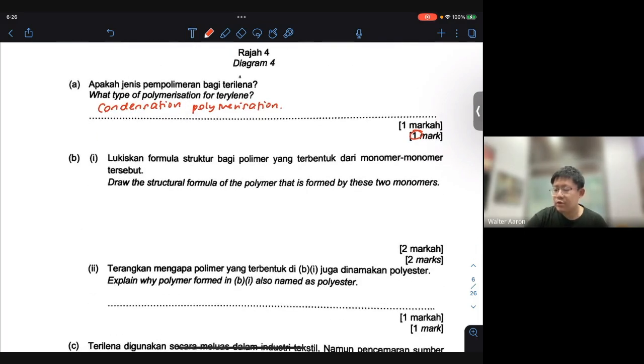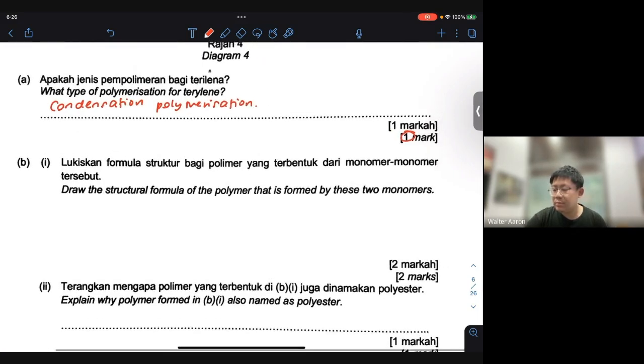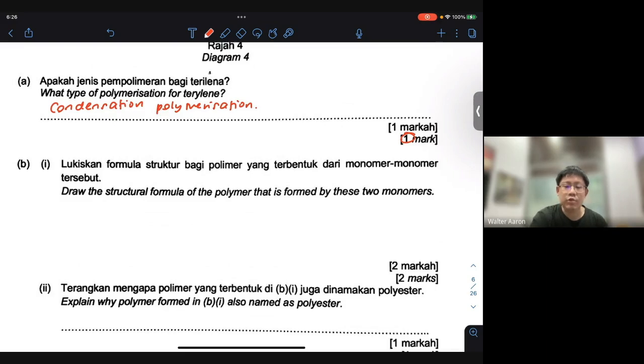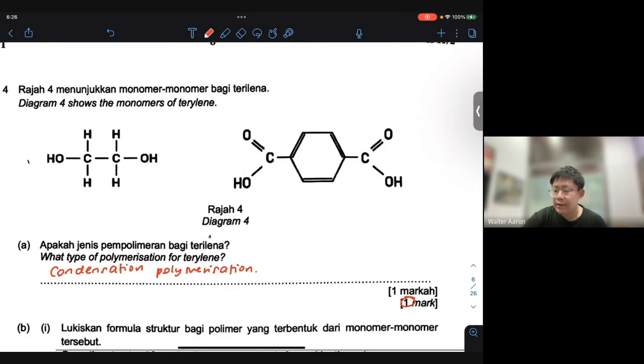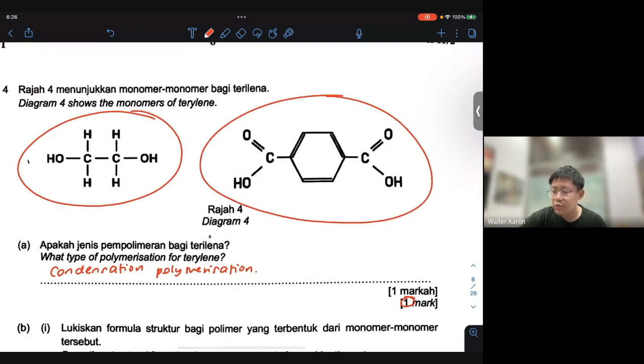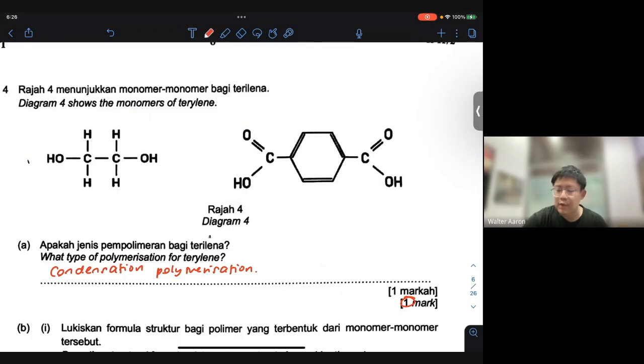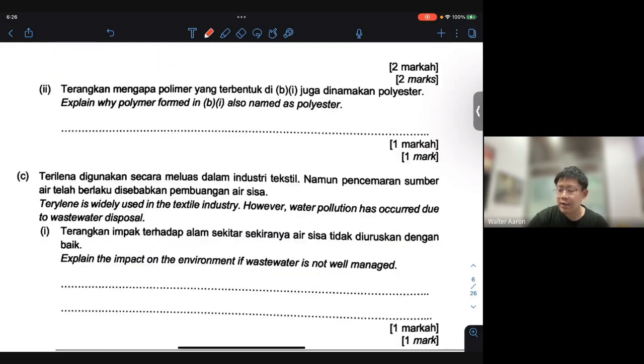Okay, next, draw the structural formula of the polymer that is formed by these 2 monomers. So I would say here very simple. You're supposed to technically draw the polymer itself. So what you're going to do is that you're going to combine this structure and this structure together. So normally for the alcohol part, we remove the H on both sides. For the carboxylic acid part, we remove the OH on the other side. Then you'll be able to form water molecules later on. Then after that, this O over here can combine with the C over here. And after that, you should be able to get your structure already. So it looks something like this.